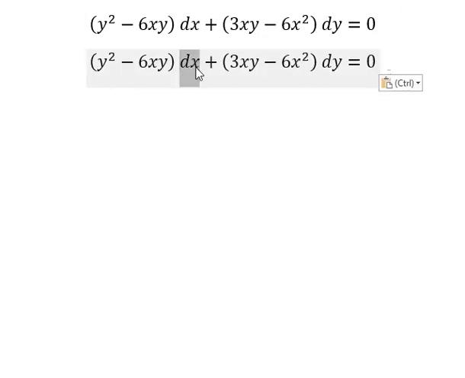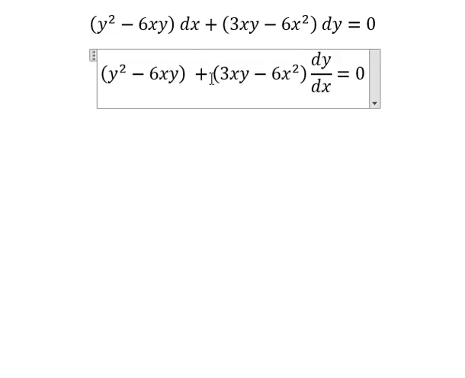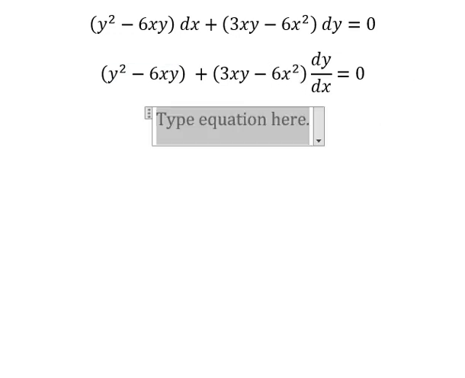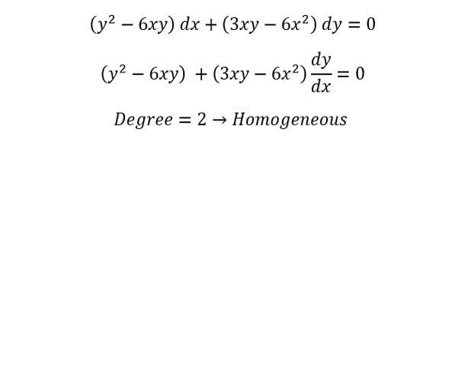We need to divide both sides by dx. So we have y squared, x y, x squared. They are degree number 2. So this is about homogeneous. So I will put y equals vx.